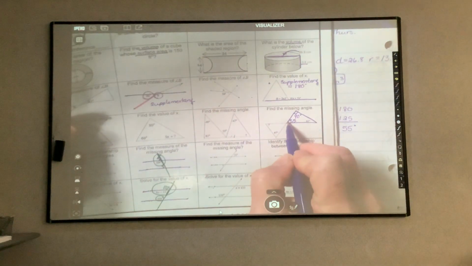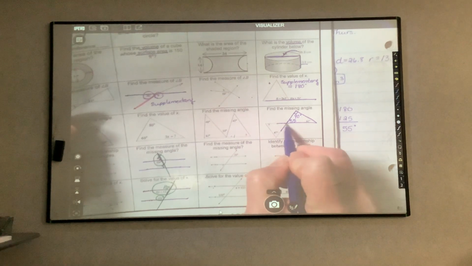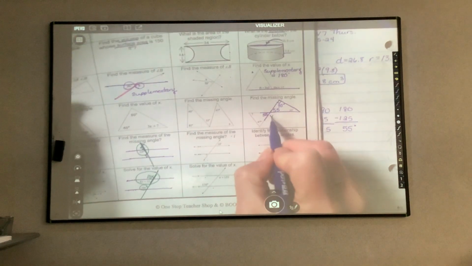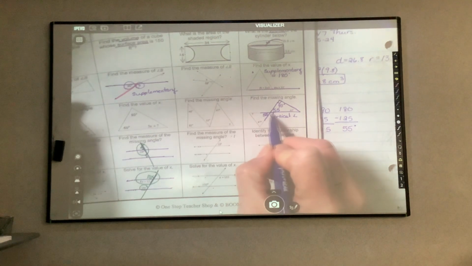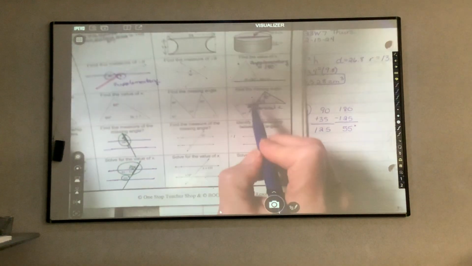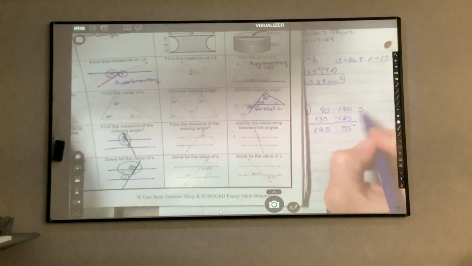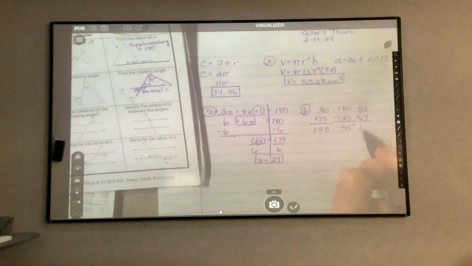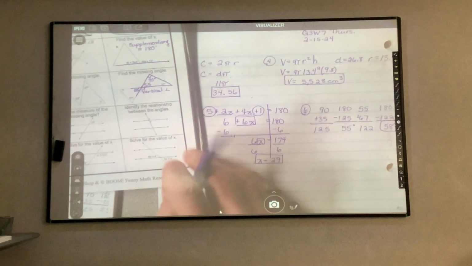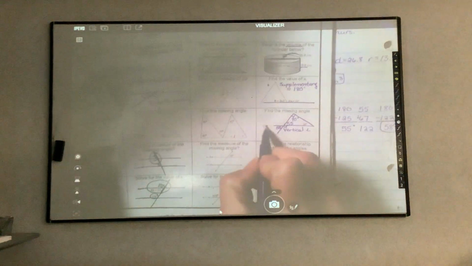If this is 55, this one is 55, and those are called vertical angles. Make sure you write that, point to it. So now I can say 55 plus 67 is 122, and then 180 minus 122 is 58 degrees. And write it on your paper.